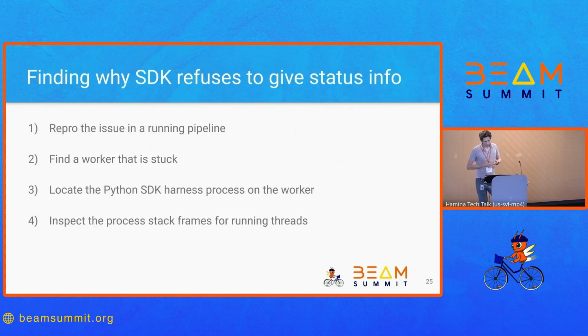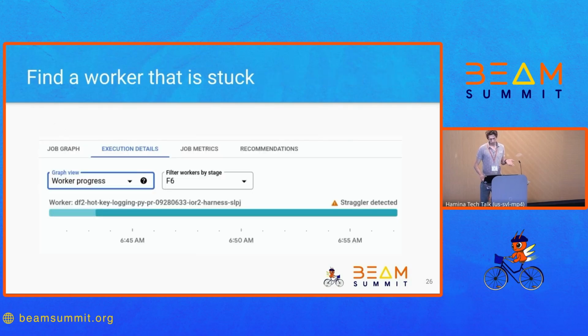Well, we can find out. So the plan for how to find that information was like so. Find a reproduction in a running pipeline. And we were fortunate in this case because we had a test that also hit the same issue as reported by one of our customers. So once we have the reproduction, the next step is to find the worker that is stuck, then locate the SDK process on that worker, and then inspect it for the stuck frames. So, okay, you have the pipeline. How do you find what worker is stuck?